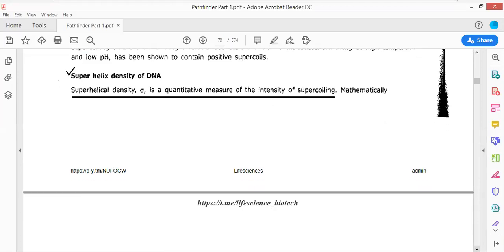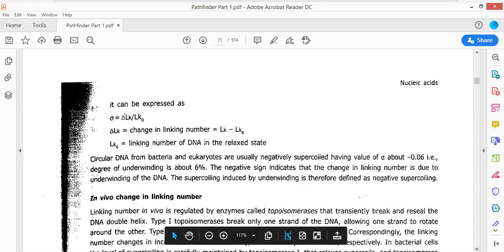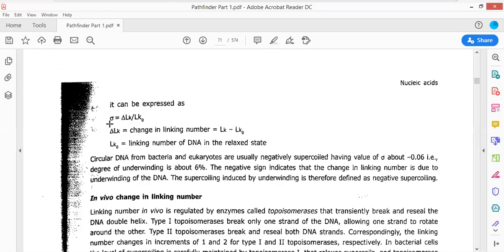Now moving forward, the superhelical density can be calculated as sigma equals the change in linking number divided by the standard linking number. When you take a double stranded DNA molecule, you calculate the change in linking number with respect to the standard linking number. The standard linking number is LK naught, and the change in linking number is delta LK. So you calculate delta LK divided by LK naught. That means LK minus LK naught divided by LK naught equals sigma.